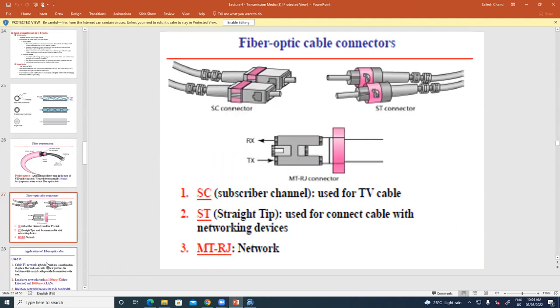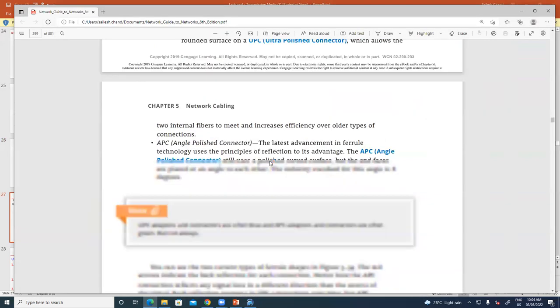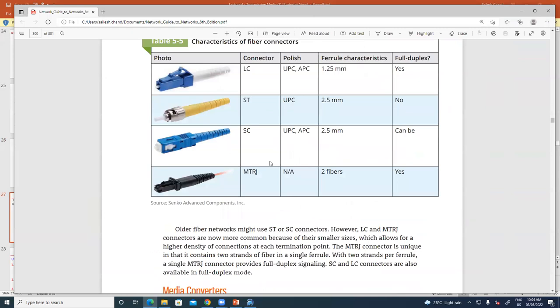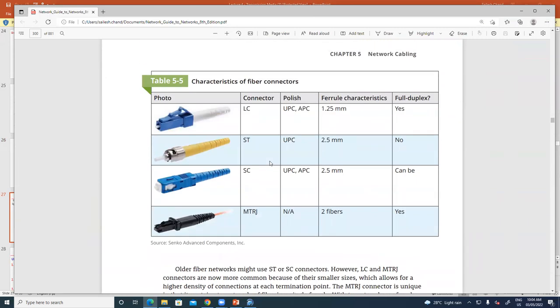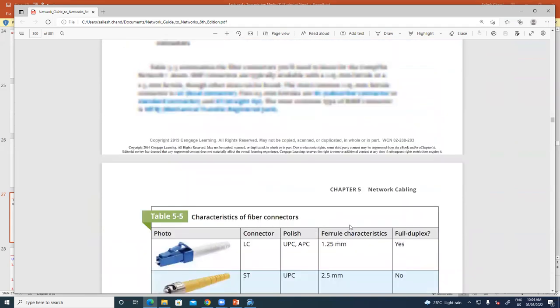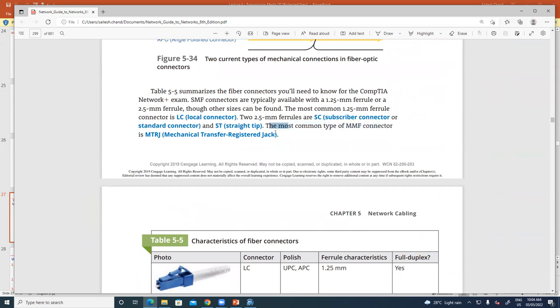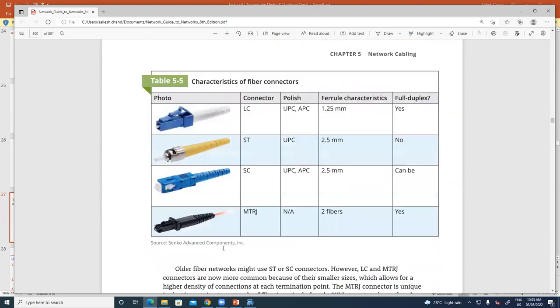The three types of connectors that you will normally see in fiber are the SC connectors, subscriber channel, used for TV cable; ST, for networking devices; and the MTRJ. The MTRJ is the most common one, it says here. The reason being it uses two fibers and it's full duplex, and it is used in the multimode. That means if you are connecting a switch to a switch or a switch to a router, the MTRJ.